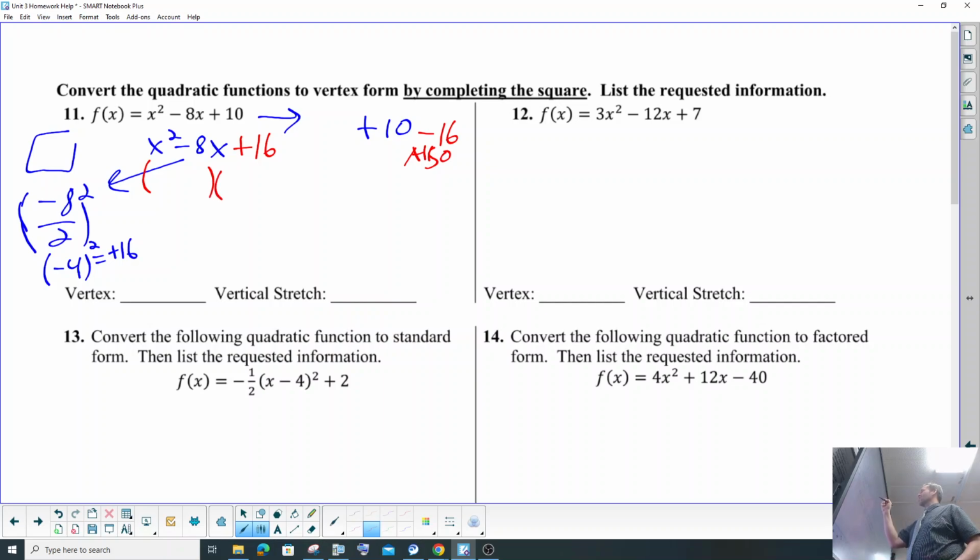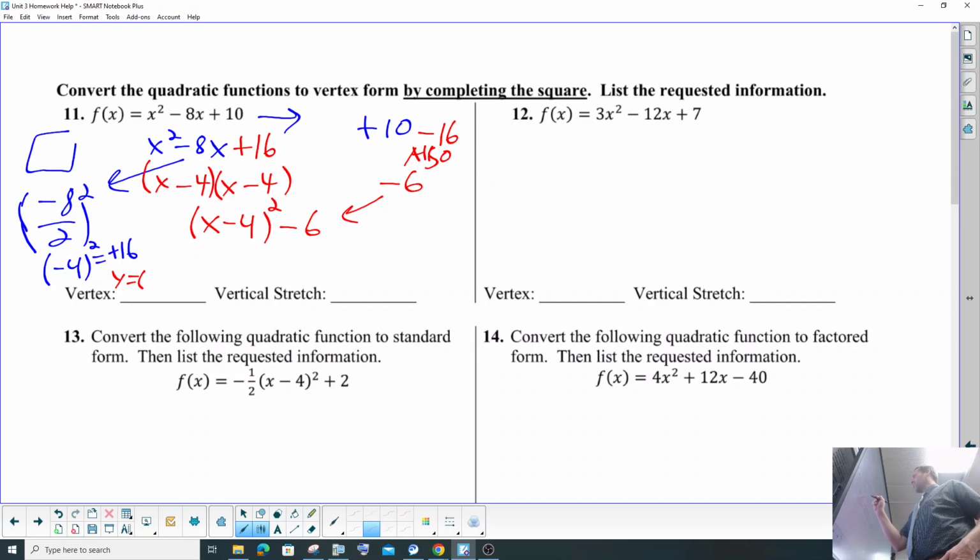Now this factors into x and x, and 16 breaks down into 4 and 4. The sign in the middle term goes with the bigger number, but they both have to be negative to get a positive 16. How many x minus 4s do I have now? Pause me, try that on your own. I have 2 of them, and 10 minus 16 is negative 6. So we bring that down, and there is our vertex form: y equals x minus 4 all squared minus 6.